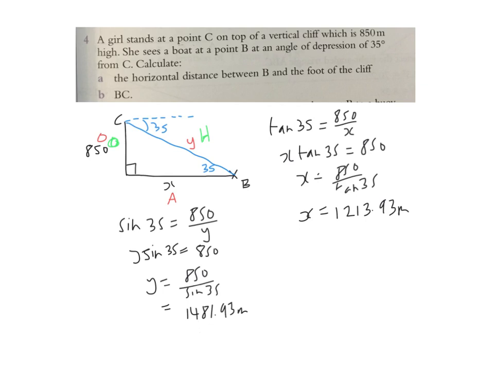Just one thing to check, the hypotenuse should be the longest side, and this is the biggest distance, so that makes sense.